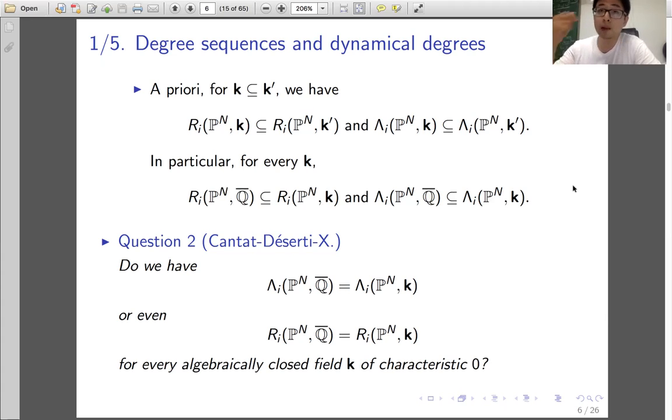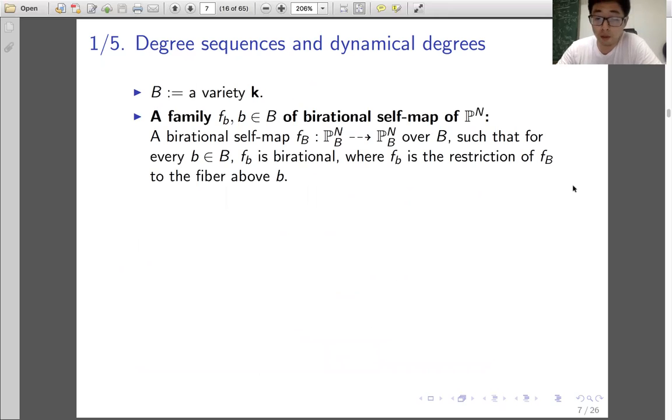It just means that if you have some birational self-map F defined over some algebraically closed field of characteristic zero, then can we find another birational self-map which is defined over Q bar, which has the same degree sequence? Okay. Maybe we can also ask a more precise version.